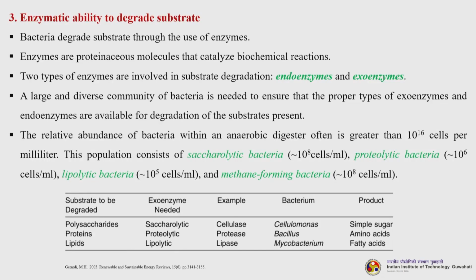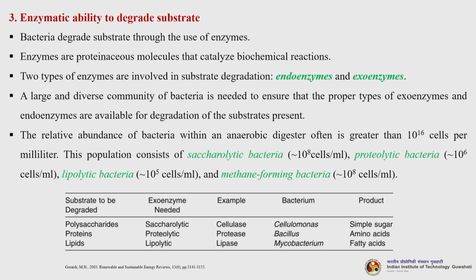The next is enzymatic ability to degrade substrate. Now, bacteria degrade substrate through the use of enzymes. Enzymes are proteinaceous molecules that catalyze biochemical reactions. Two types of enzymes are involved in the substrate degradation, endoenzymes and exoenzymes. Now, a large and diverse community of bacteria is needed to ensure that proper types of exoenzymes and endoenzymes are available for the degradation of the substrates present.